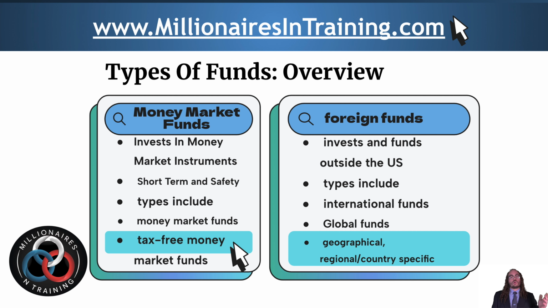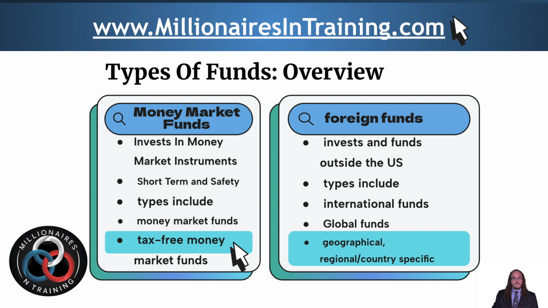A global fund will invest in common stock issued outside the US, but it can also invest in securities issued inside the United States. So even though we have that opportunity, remember that global funds are still susceptible to the exchange rate risk. The most aggressive foreign fund is a geographic fund. You might also see these referred to as regional or country-specific funds. These funds are the most aggressive out of all of our foreign funds because they invest in a specific region or a specific country.